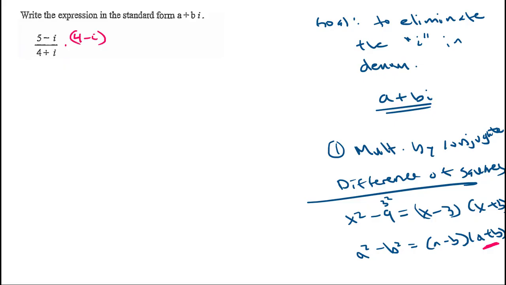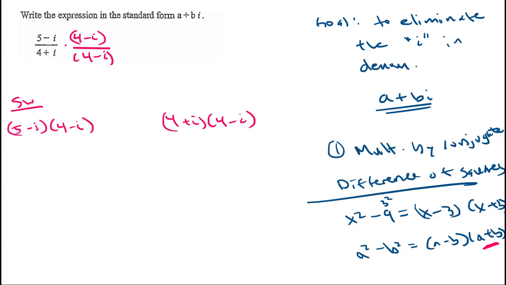All right? And this is a common mistake students make, they only do it once. You have to do it to the top and bottom as well because it's like multiplying by 1. If you don't do that, then you just change the expression. All right? We have to do it twice, top and bottom. And what I like to do is my scratch work on the side. So I have 5 minus I and then 4 minus I. And this one I'll have 4 plus I and then 4 minus I. I like to break them down.